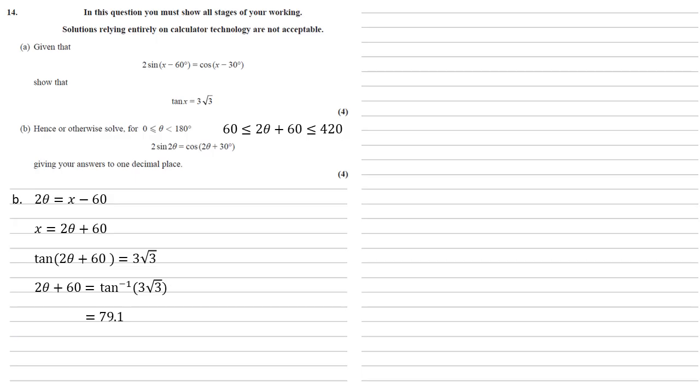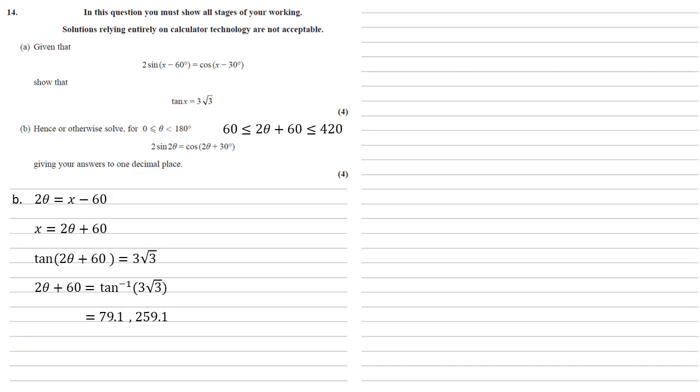If we take 180 off of this, well, it's going to be negative. That's going to be well below 60. So 79.1 must be our smallest answer. So now we add 180 degrees to that to get our next answer, which is 259.1. If we added another 180, that would go above 420. So we've just got these two answers that we need.